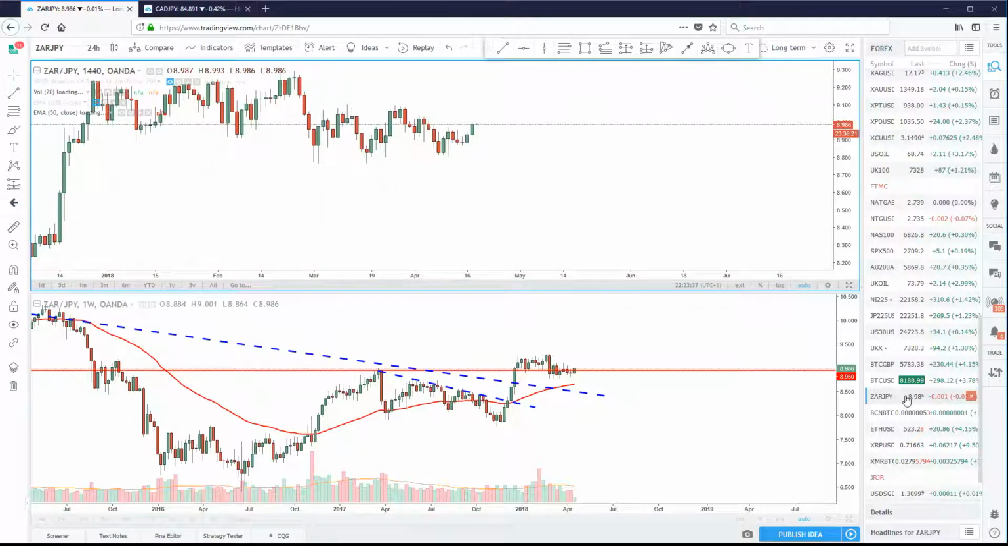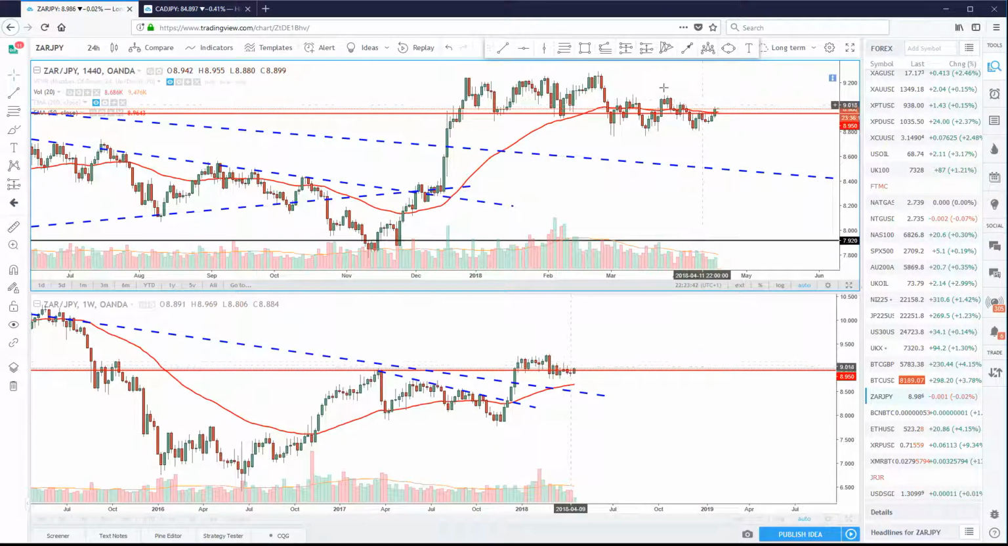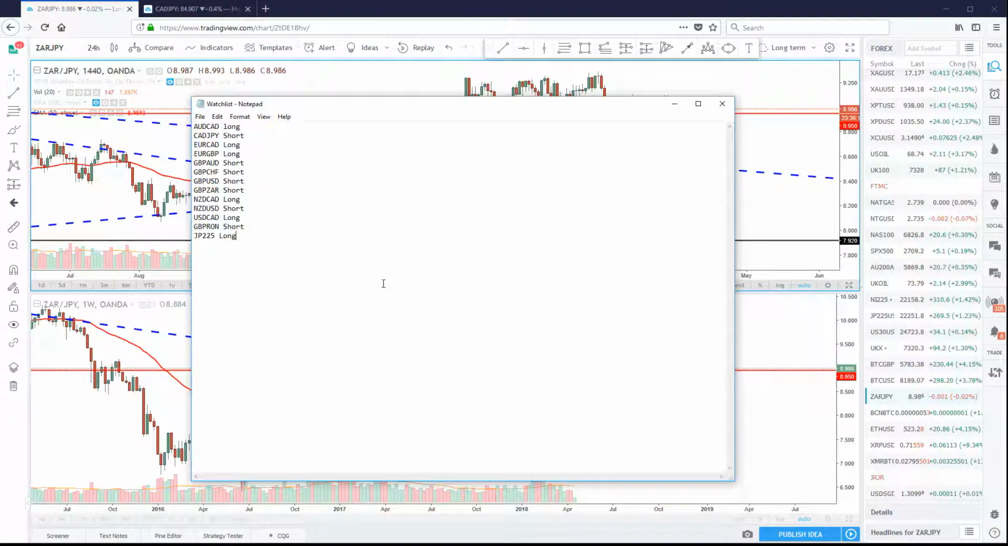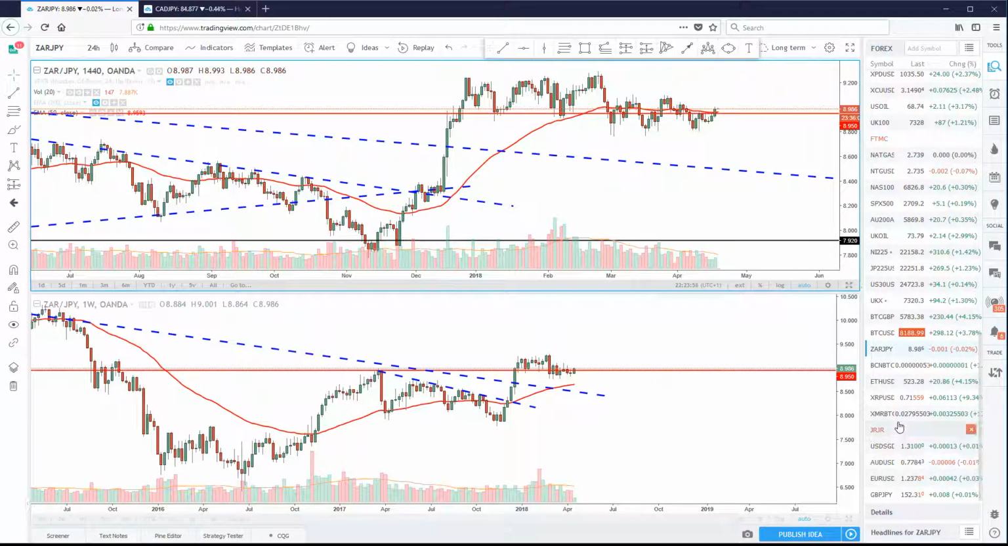The ZRJPY, I think that would be a good long. I do feel there's some scope there. That will go on my list as well. That could be a nice one. That also coincides with the JP225 long and ZR being stronger, so that means that could be quite good there. And that's all I'm going to look at.